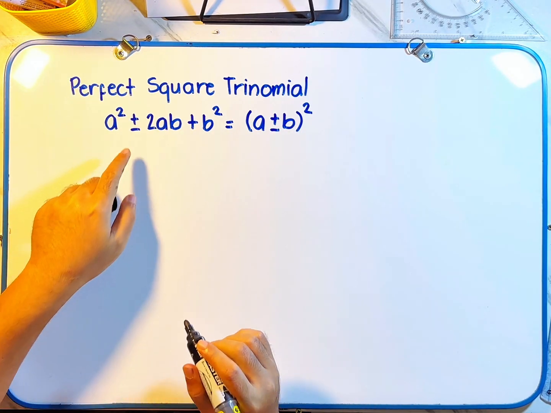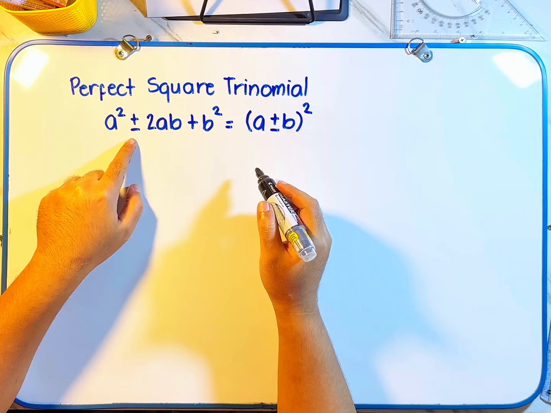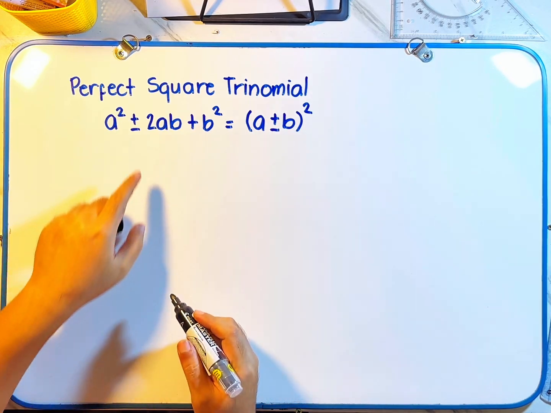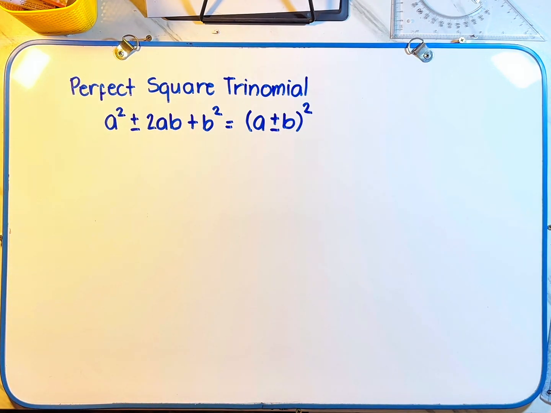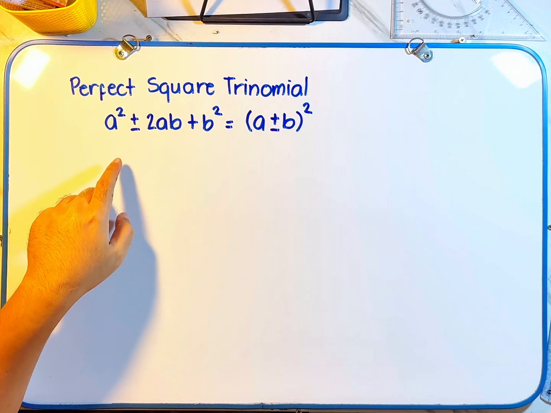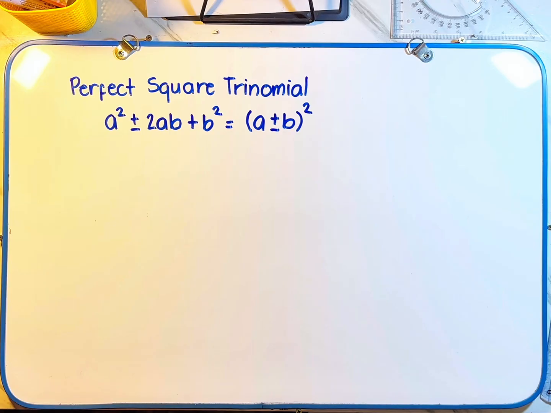And whatever the operation here, either plus or minus, should be used here. Okay, so if this is plus, then plus. If this is minus, then you have minus here. Okay? And to demonstrate this further, let's answer some example problems.